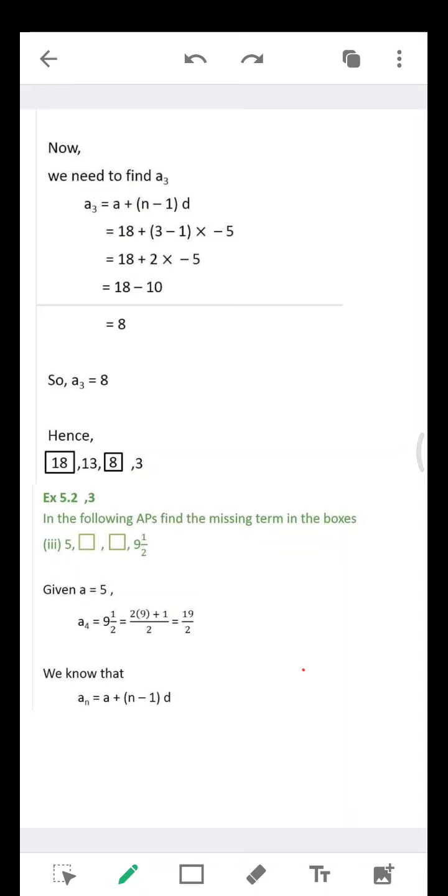Now we have the formula. From this fourth term, I'll try to find the value of D. Once I get the value of D, the common difference, I can find any term of the series, whatever it may be. Substituting the value, A4 is equal to A plus 4 minus 1 into D. Fourth term is 19 by 2. So putting here 19 by 2 is equal to, what is our A value here? 5. So we'll put 5 plus 3D.